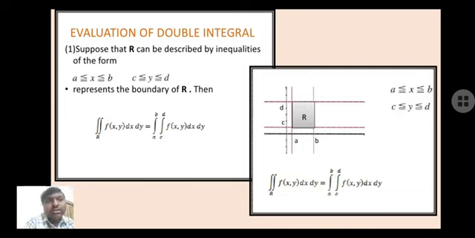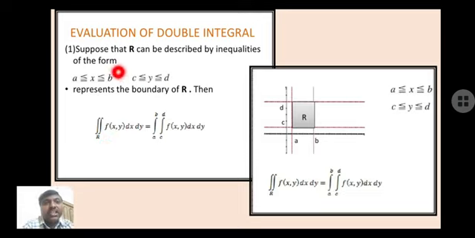Basically, the limits of those regions are of three types. Suppose, in the first case, that R can be described by inequalities of the form a ≤ x ≤ b and c ≤ y ≤ d, which represent the boundary of R.